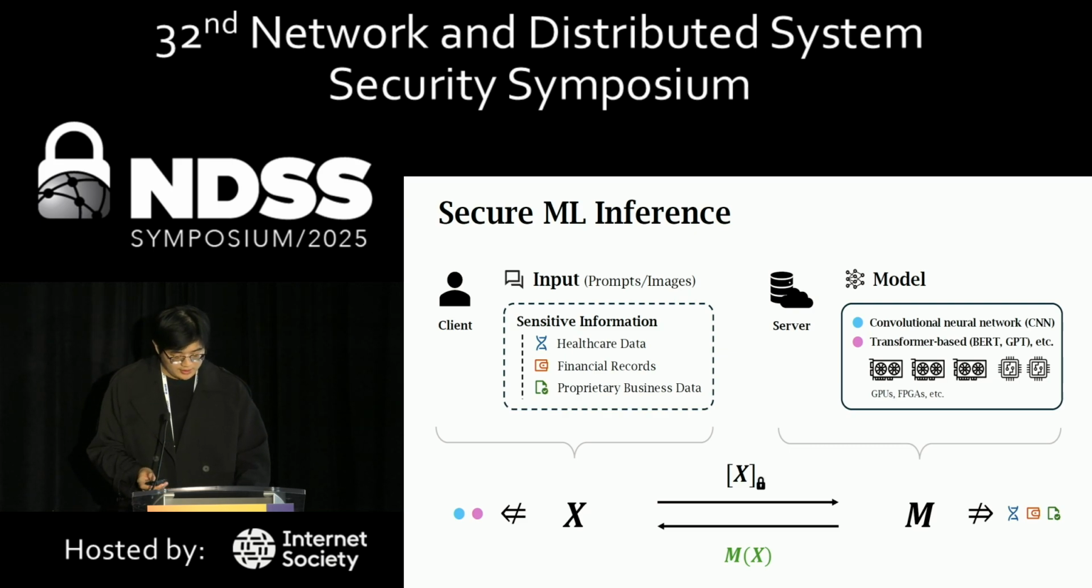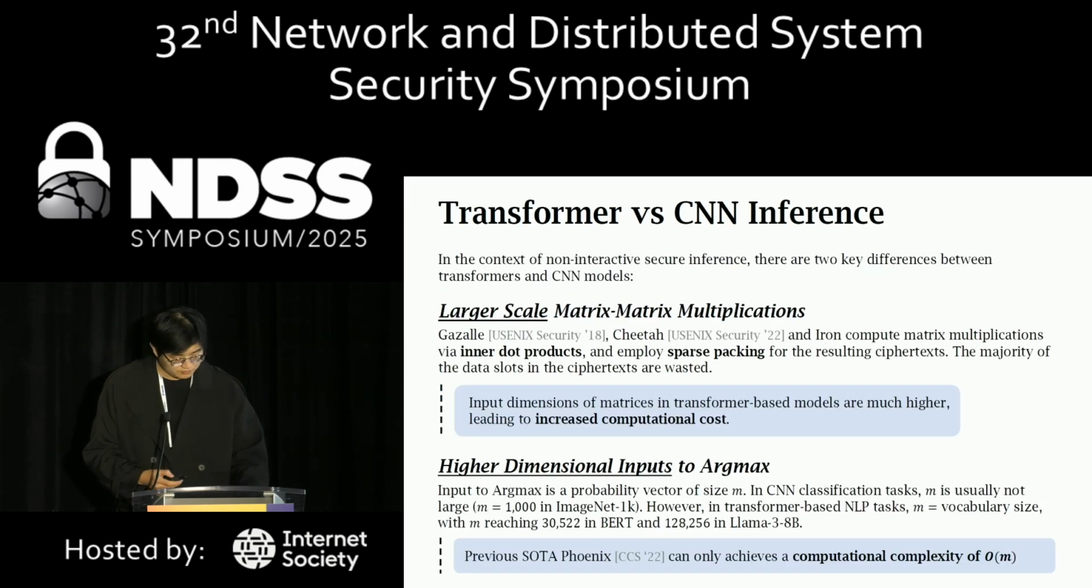Secure inference is a two-party cryptographic protocol, enabling model inference to proceed in a private manner, where the server learns nothing about the input submitted by the user, and the user learns nothing about the server's model, except for the inference result. Many such protocols were developed for convolutional neural networks in the past few years.